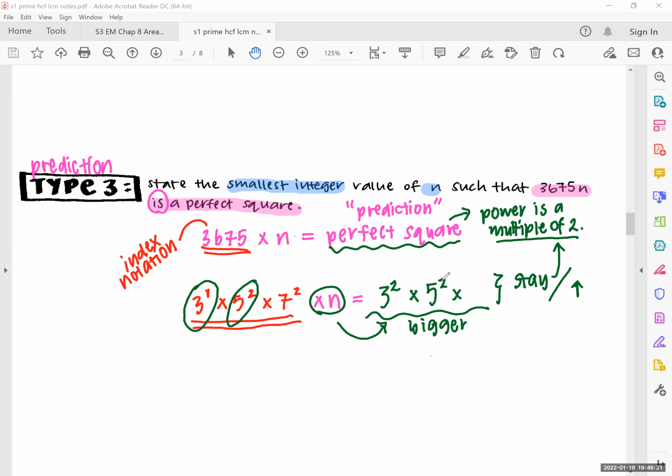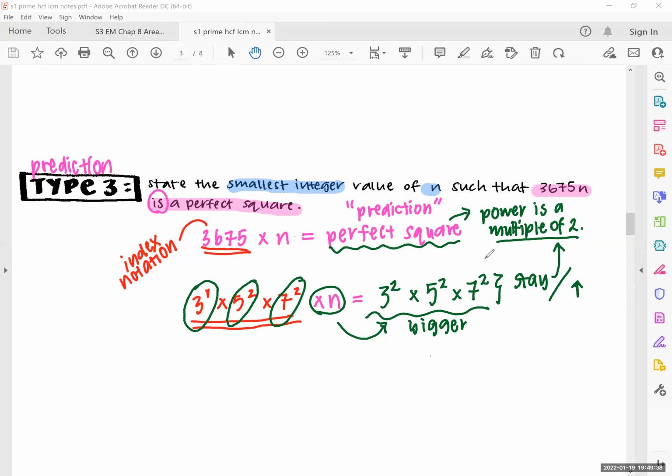Last one. Can you see here? This is 7 to the power of 2. So 7 to the power of 2, does it meet the condition that the power is a multiple of 2? Yes, right? So does it stay or do you need to make it go up? It stays. So stay as 7 to the power of 2.